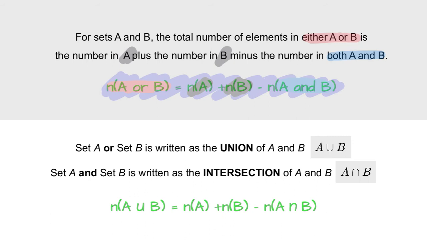We can also use symbols instead. So in the bottom half of your screen, instead of using words, we're going to use symbols. So we have the union symbol, which is conveniently a U, and the intersection symbol, which is an upside down U. So same thing, one is written with words and one is written with symbols.